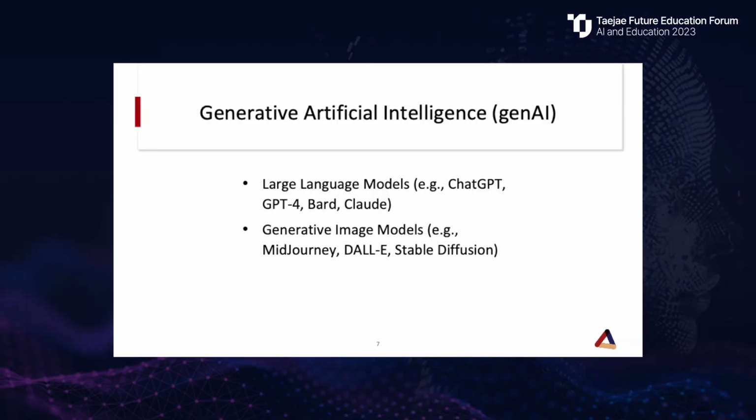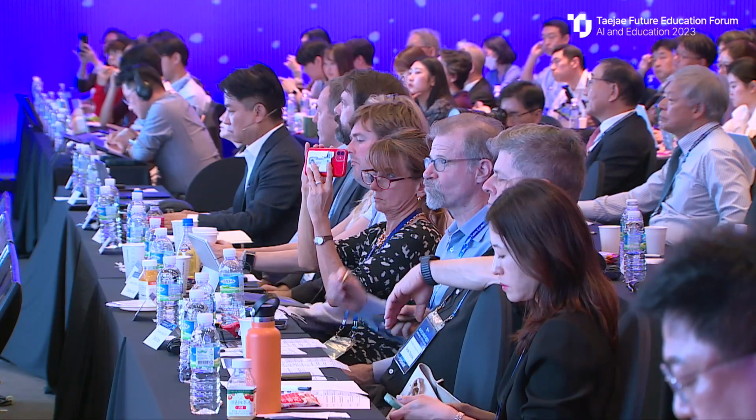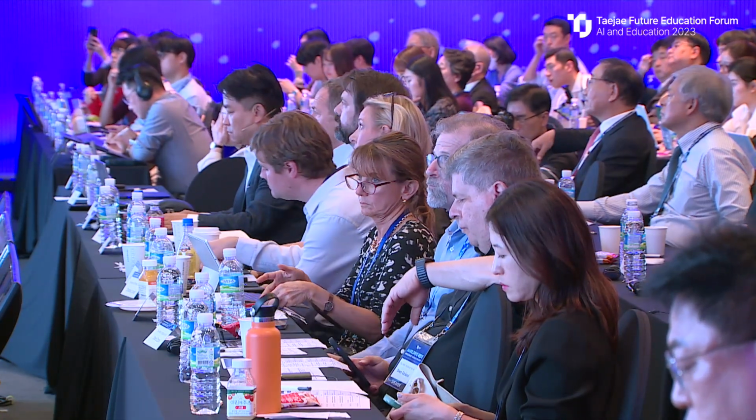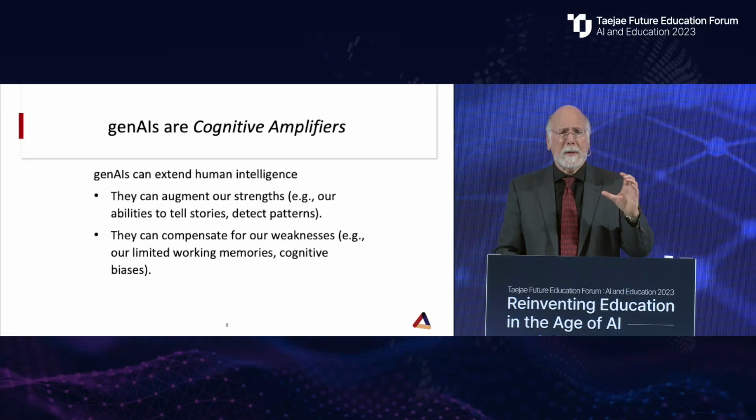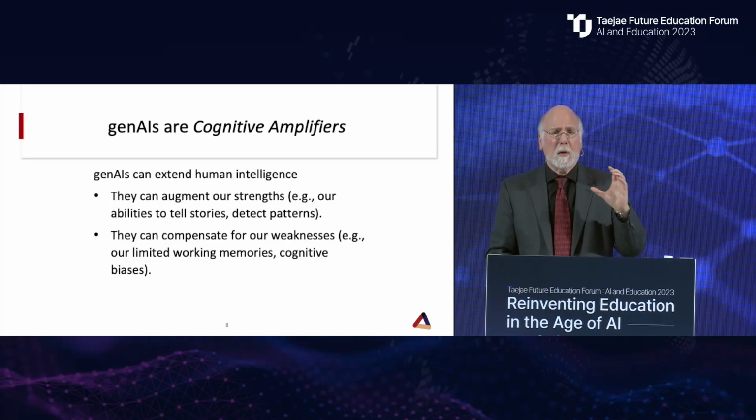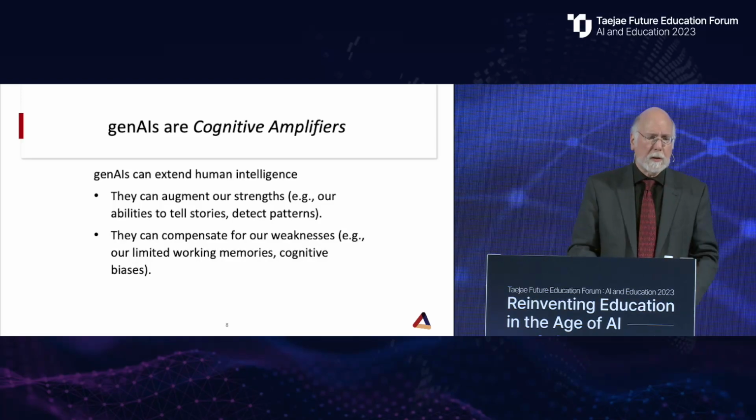2 big classes, large language models, which we just heard about from Dr. Horvitz, ChatGPT, GPT-4, Bard, Claude. There's a lot of them now, actually. And then generative image models. And you also saw examples of that, Midjourney, DALL-E, Stable Diffusion. I expect, by the way, those are going to be combined very soon. They'll just be one kind of system that does both kinds of things.